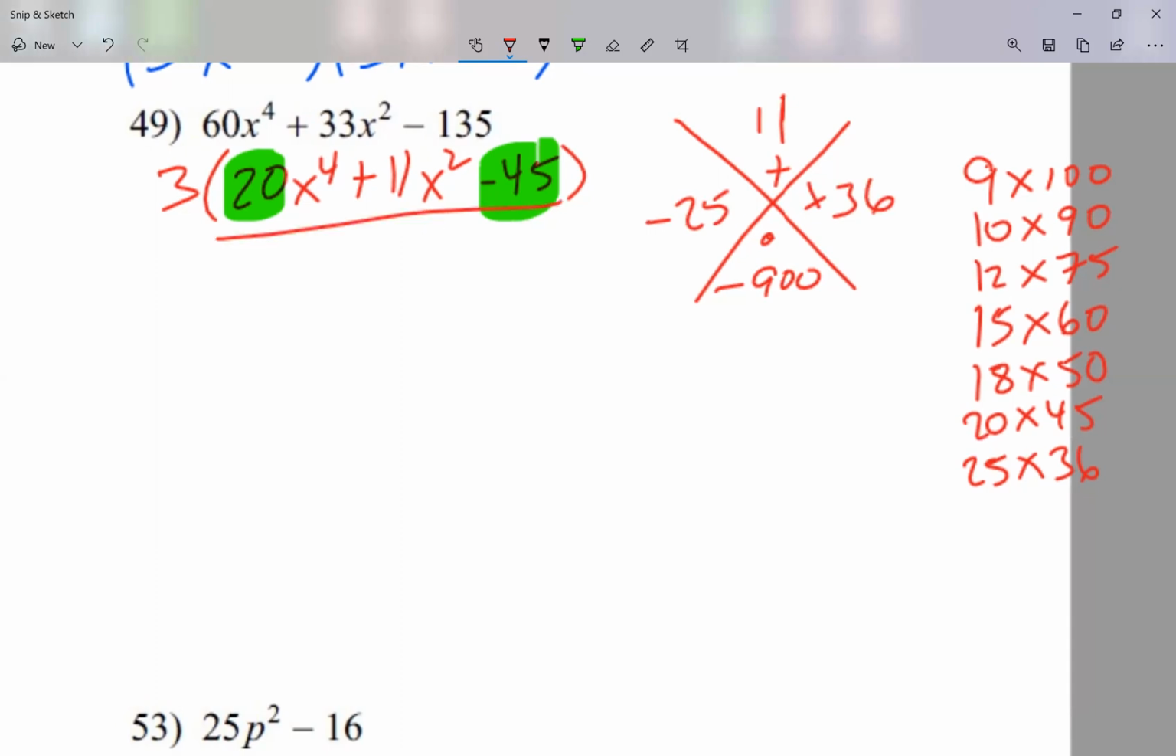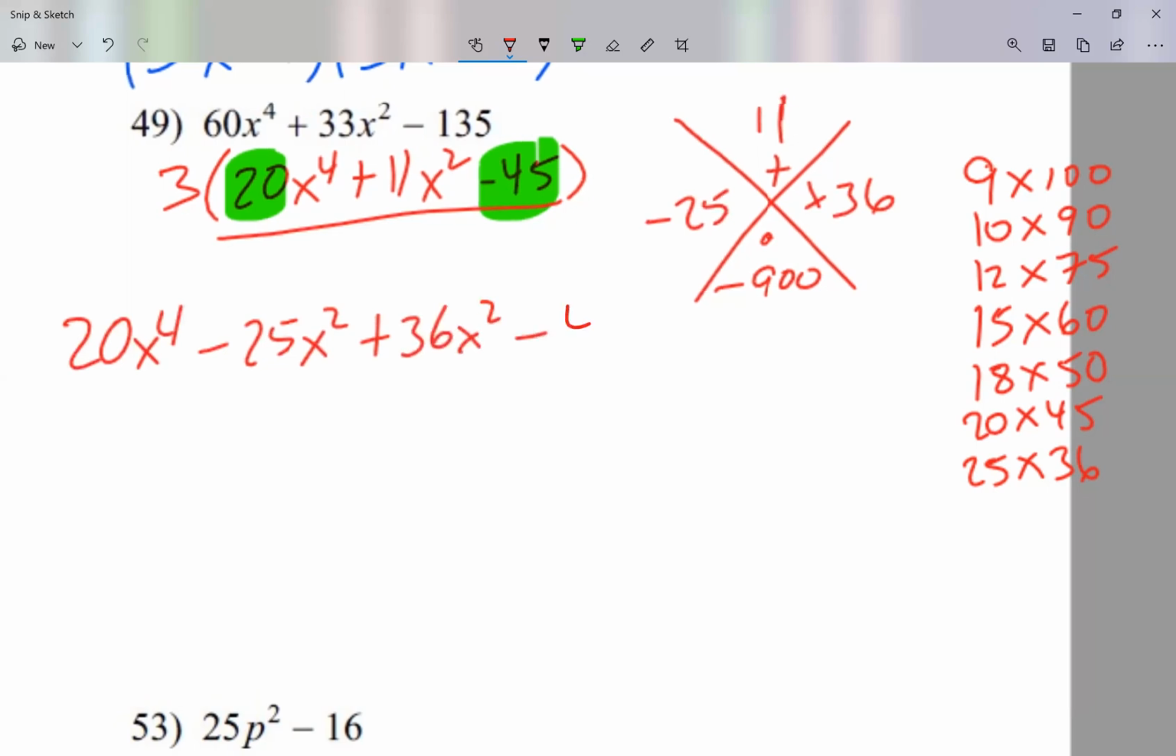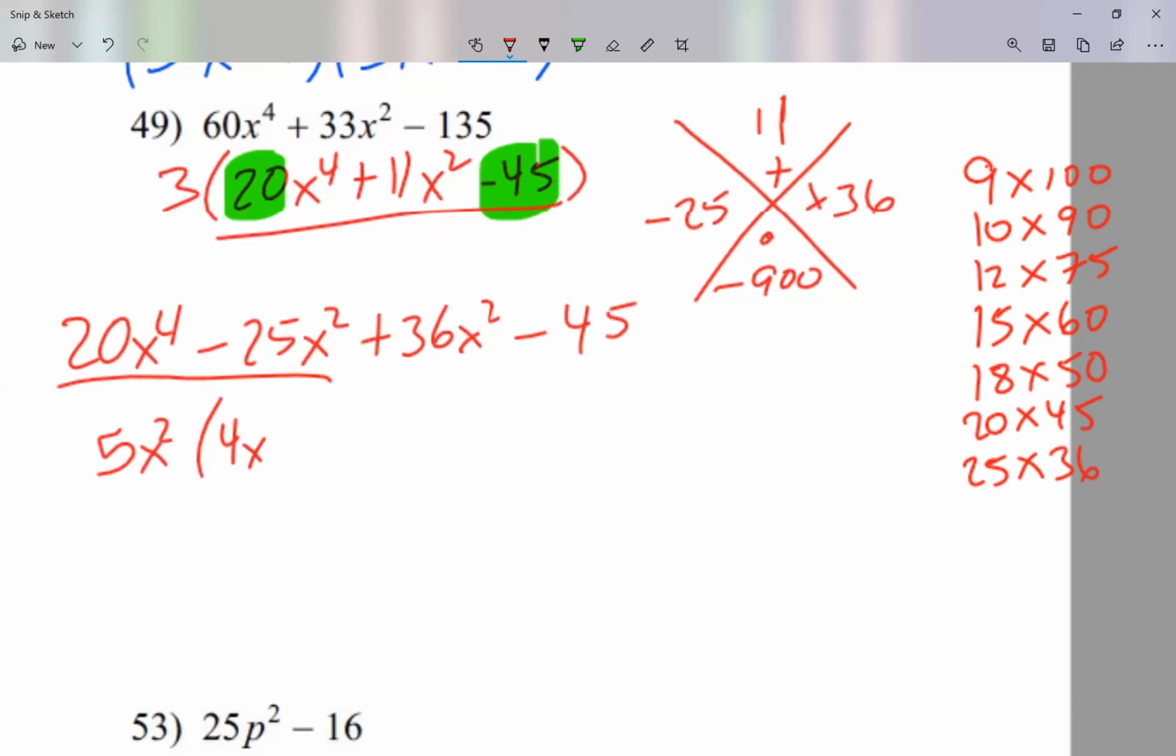Again, I'm just focused on my parentheses. So I have 20x to the 4th minus 25x squared plus 36x squared minus 45. Notice I split my middle term. I'm looking at the first two terms, 20 and 25. I can divide each by 5 and then remove x squared out of each. So it's going to give me 4x squared minus 5.